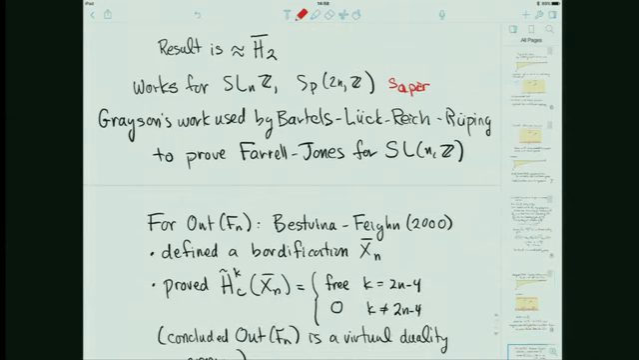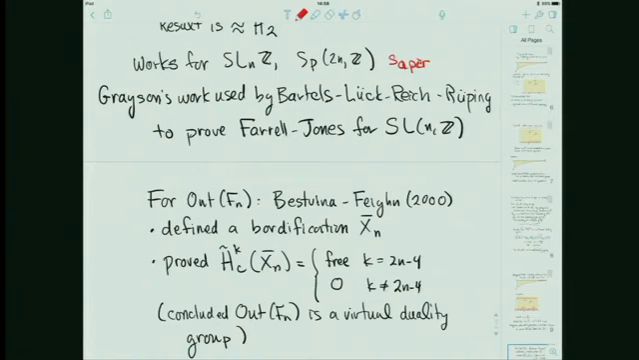Right, so let's get to Out of Fn. Out of Fn, Bestvina and Feighn also did something very similar, motivated by Borel and Serre. They took outer space and added some stuff at infinity and proved that the cohomology with compact supports of what they got was free in one dimension and 0 in other dimensions. There's some subtle points here that have to be addressed.